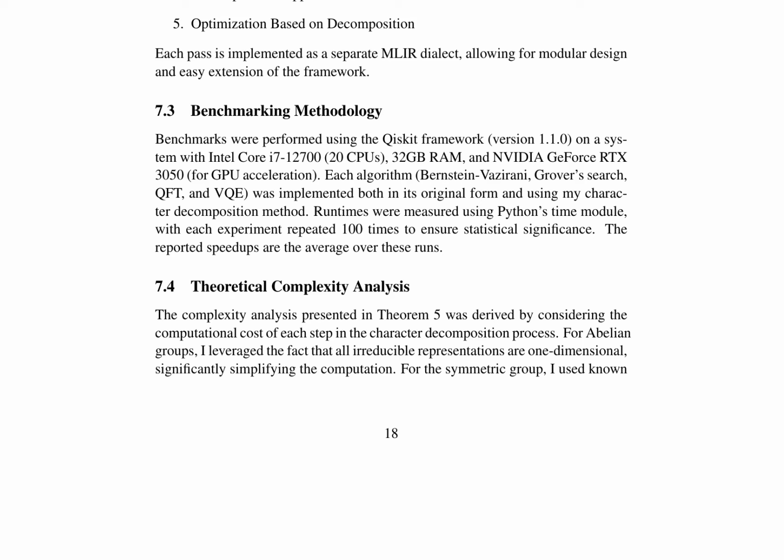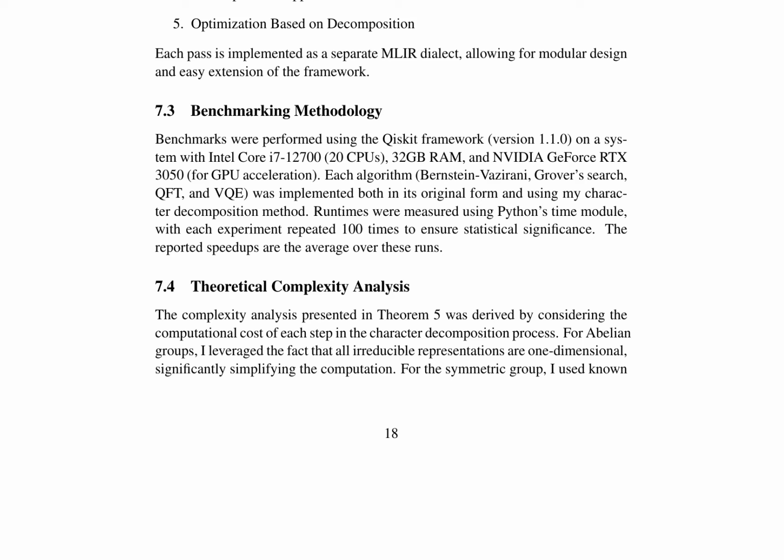Benchmarks were conducted using the Qiskit framework on a system with Intel Core i7-12700, 32 GB RAM, and NVIDIA GeForce RTX 3050. Each algorithm, Bernstein-Vazirani, Grover's search, QFT, and VQE, was implemented both in its original form and using the character decomposition method. Runtimes were measured using Python's time module, with each experiment repeated 100 times to ensure statistical significance. The reported speedups are the average over these runs.